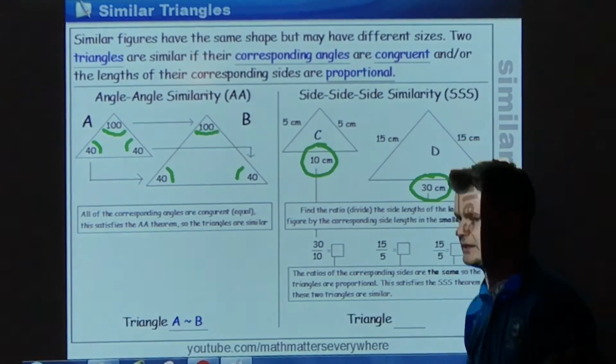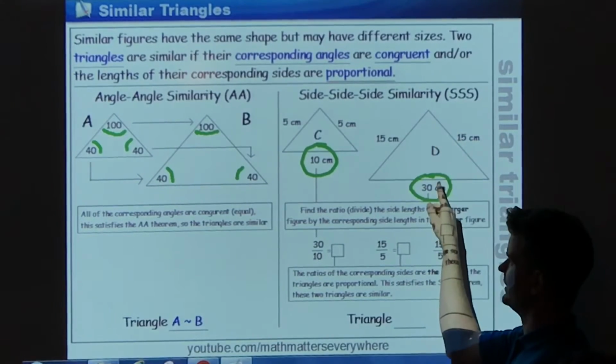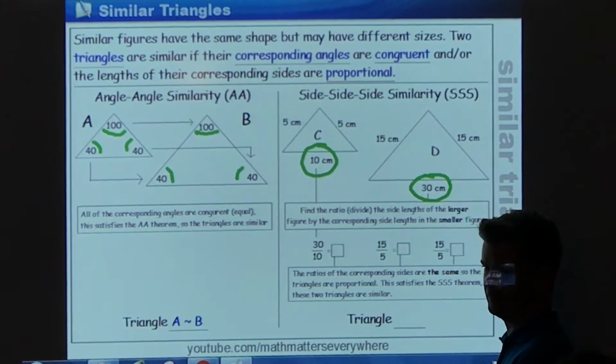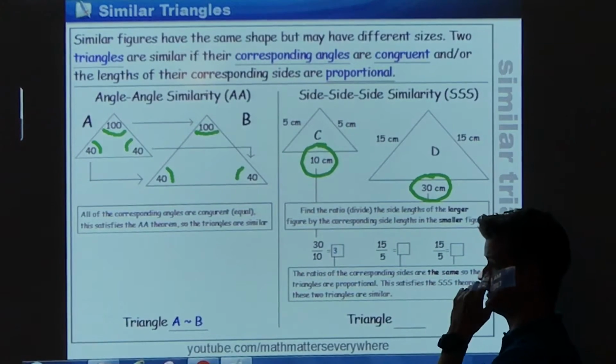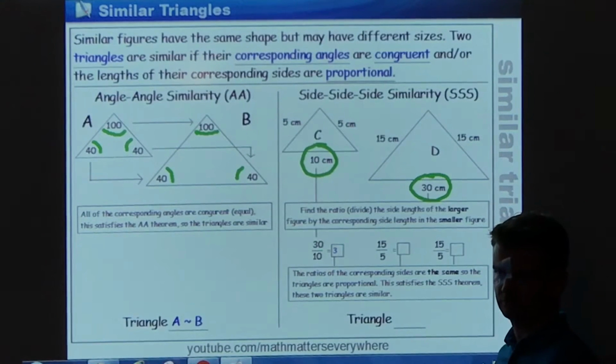So what we do is we take the bottom side of this triangle, bottom side of this triangle. This is the larger one, so that's my numerator, 30 over 10. If I divide 30 by 10, what do I get? 3. These sides, if all the ratios are the same, are proportional. Does it matter if just two are the same? No. Has to be all 3. So you've got to check all 3.